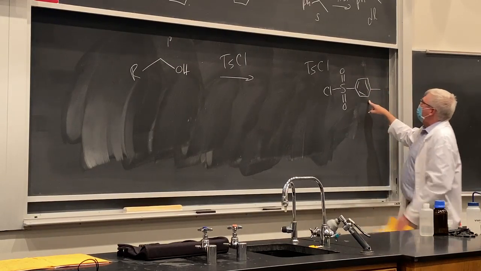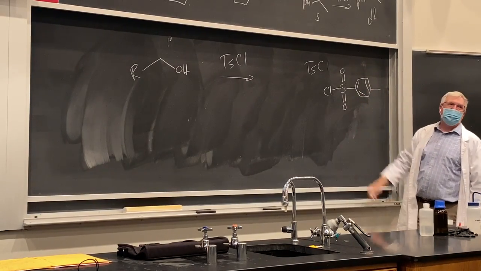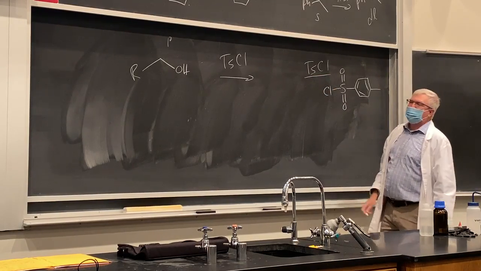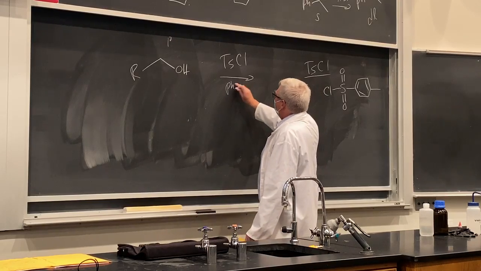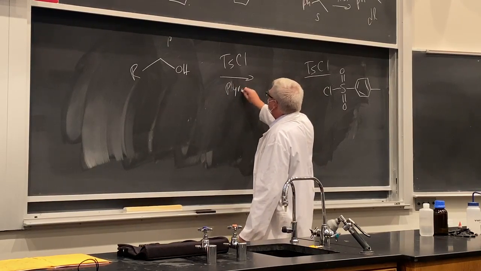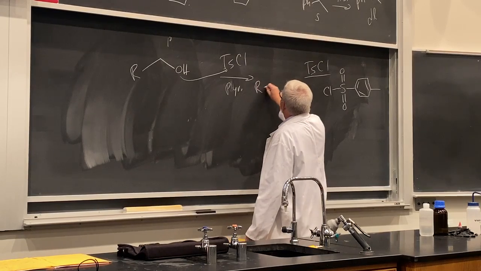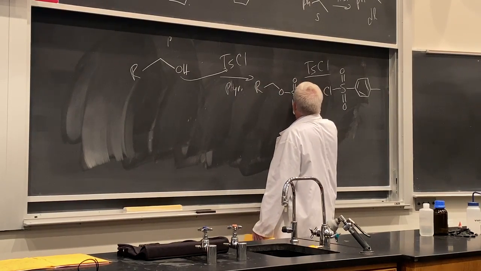We'll learn about aromatic groups later on. Tosyl stands for para-toluene sulfonyl chloride. So thank goodness for abbreviations there. Tosyl chloride. If we react that with pyridine, what we'll do is we'll form the tosylate. Okay, so we'll have that directly on sulfur.